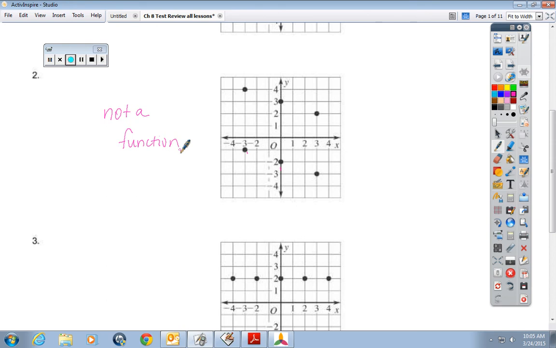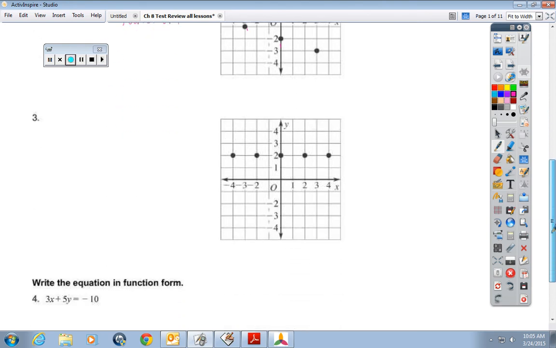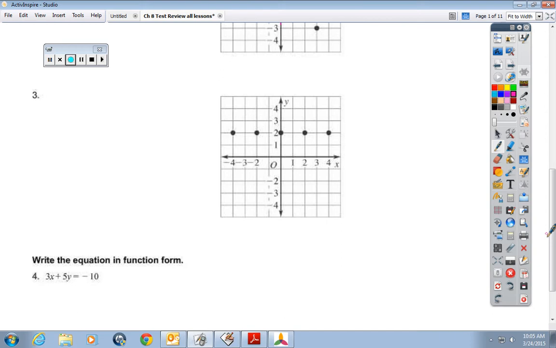And the same thing for number 3. Now number 3 could throw you off because there are consecutive dots, points on a horizontal line. But this is not a horizontal line test. This is a vertical line test. So no vertical line has more than 1 point on it. So this one is a function.